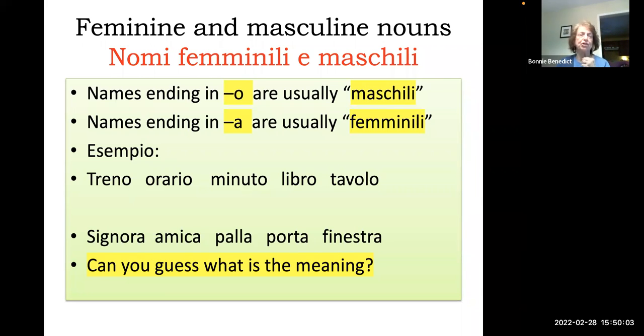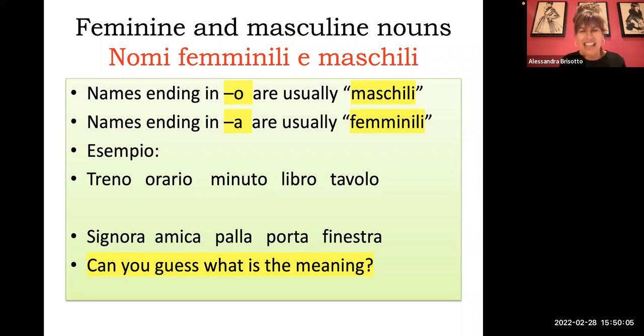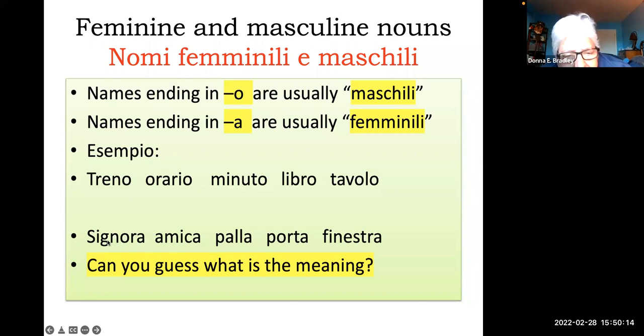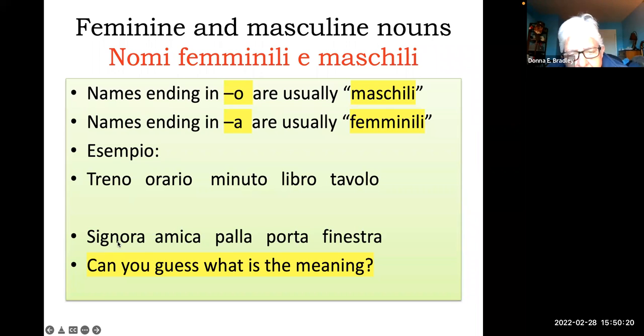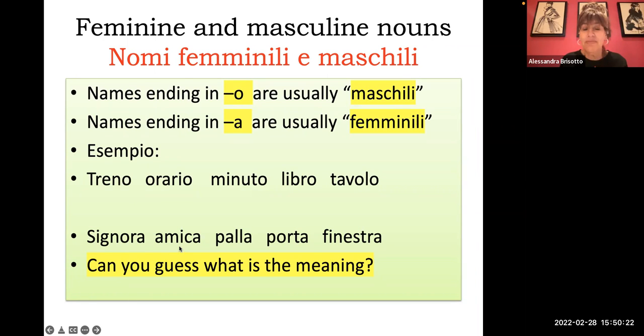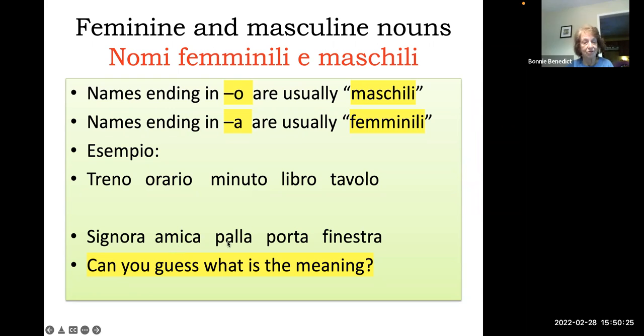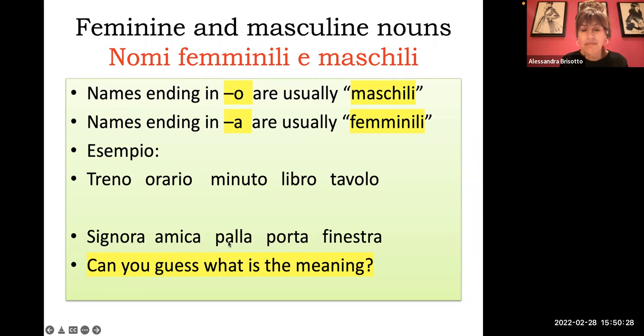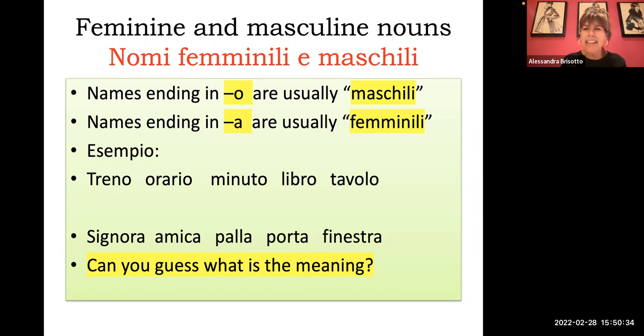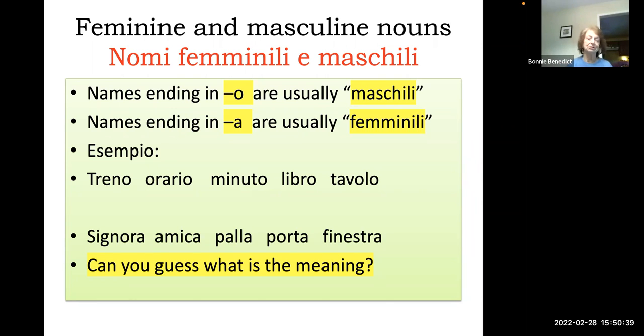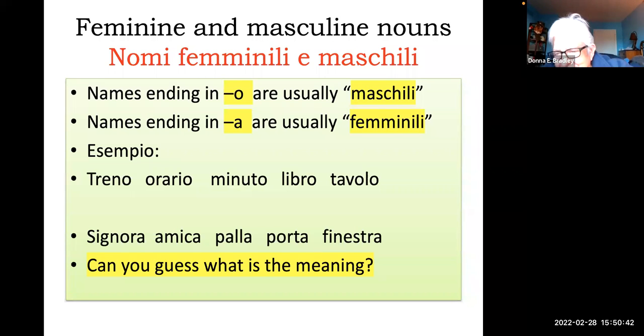That's the way it is in Spanish too, right? Yes. Can you guess the meaning? Signora? That's a lady, Mrs. Amica, friend, female friend. Palla? Chicken? No, this is pollo, which is similar. Palla is like a basketball, a soccer ball, a general ball. Porta is door. Finestra is window. Bravi.